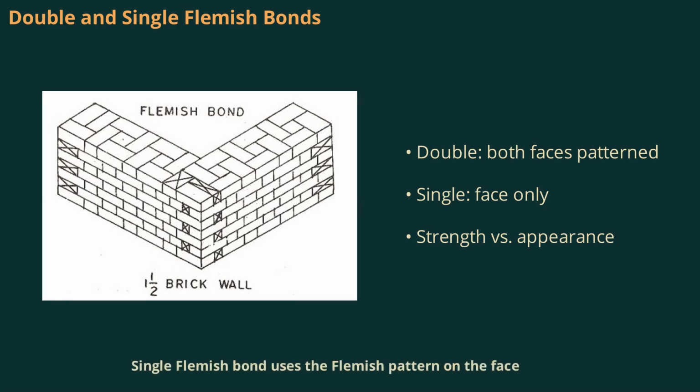Single Flemish bond uses the Flemish pattern on the face, with English bond for the backing and filling, combining strength and aesthetics. These bonds require careful placement of bats and closers, especially in walls of odd thickness. While the Flemish bond looks attractive, it's important to note that it's not as strong as the English bond due to the higher number of stretchers.